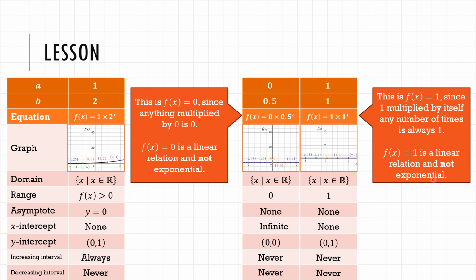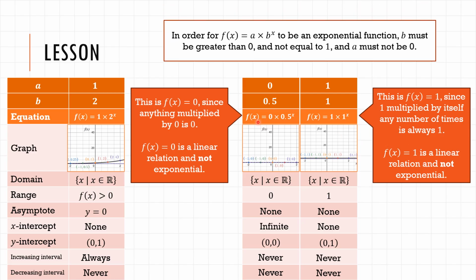And so the real takeaway here from these two is that in order for this to be an exponential function, b must be greater than 0, can't be equal to 0, and it definitely can't be less because that creates all sorts of other problems that we did not explore here. And it can't be equal to 1 because that also makes the function a straight line. And finally, the a value also cannot be 0 because that would negate anything you're trying to do with this power over here.